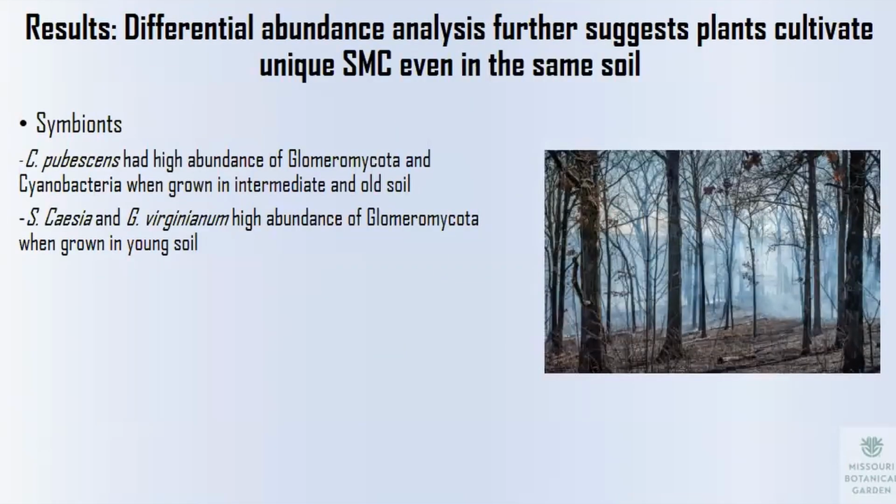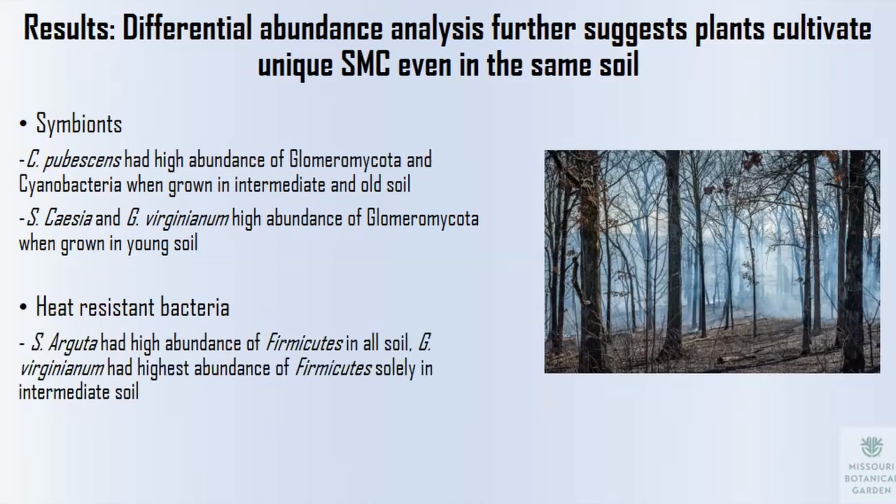And so kind of the takeaway here is that there's different abundances of these microbes across species. What we see here is with symbionts, certain species are cultivating different microbes in different ways. Coreopsis pubescens had a really high abundance of Glomeromycota, which is the phyla associated with AMF fungi, as well as cyanobacteria, which is an important plant growth promoting bacteria, when it was grown in intermediate and old soil. But we see that these two plant species had a high abundance of this symbiont when grown in young soil. So their responses to soil are completely different.